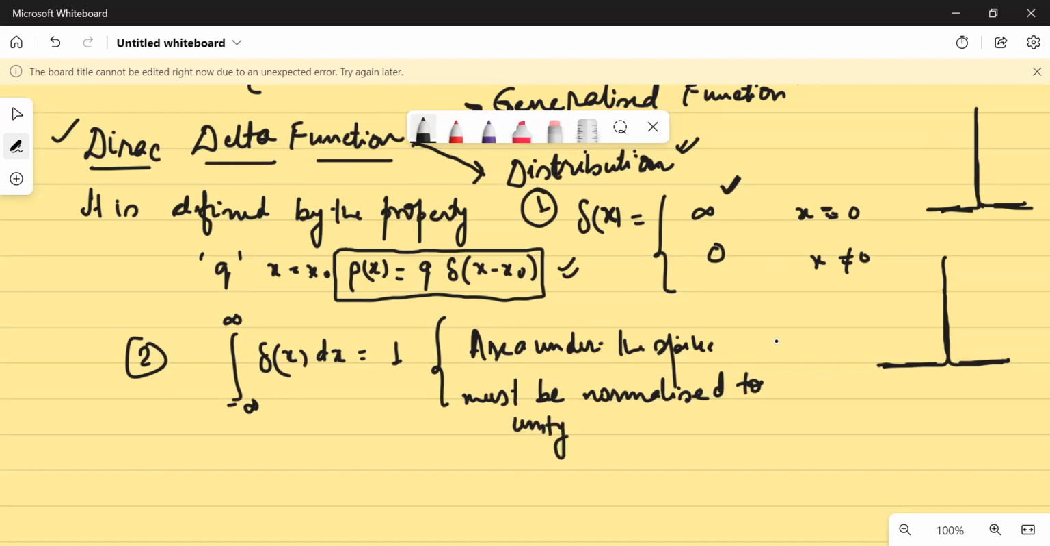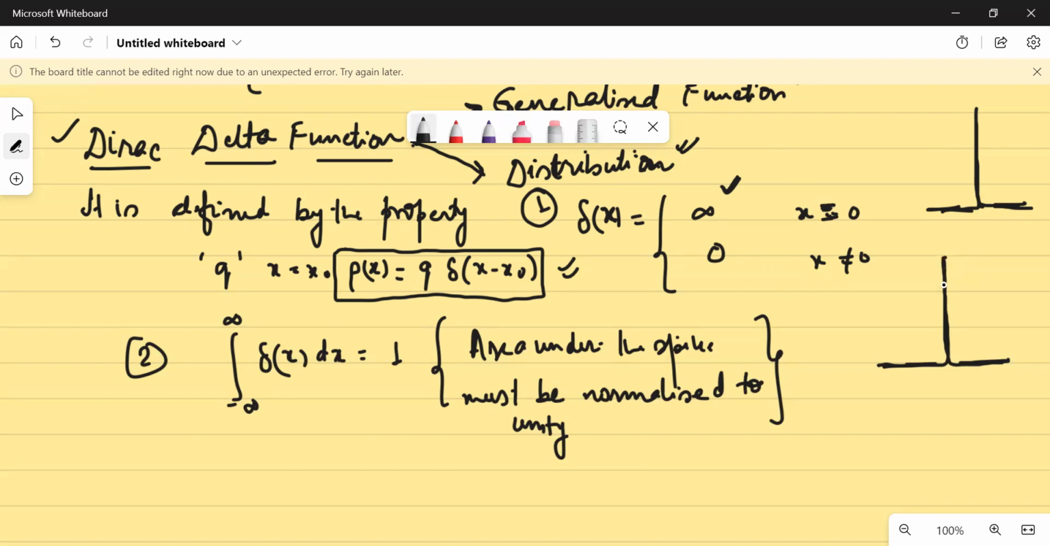So this is how you define a Dirac delta function. The Dirac delta function is a function, or you can say it's a distribution, or a generalized function. I'll come to generalized functions later, but it is a distribution, which suggests that the entire contribution of your Dirac delta function is at a point. It is infinite at that point, and for all other points, the contribution is zero.